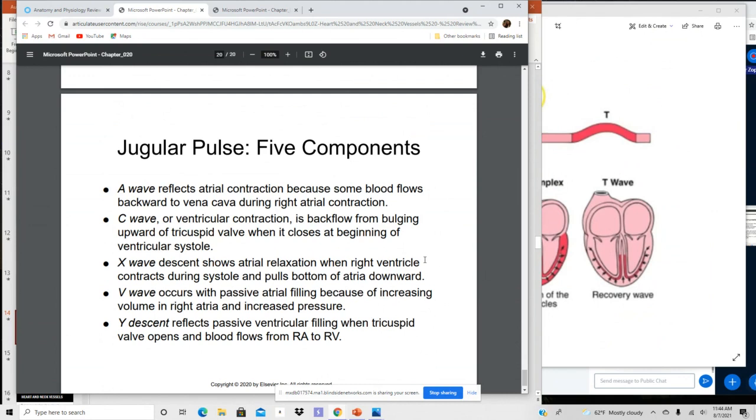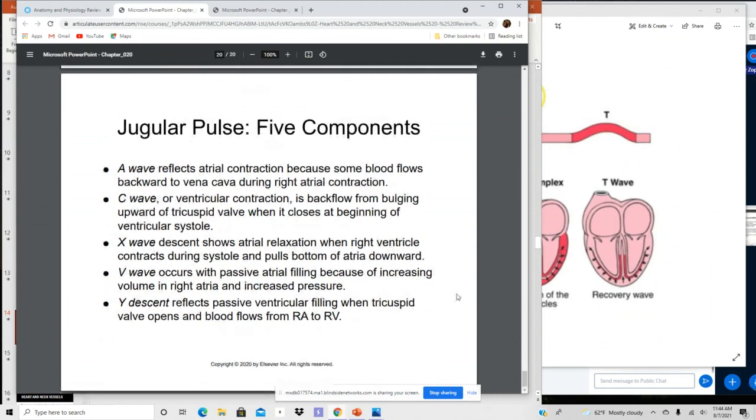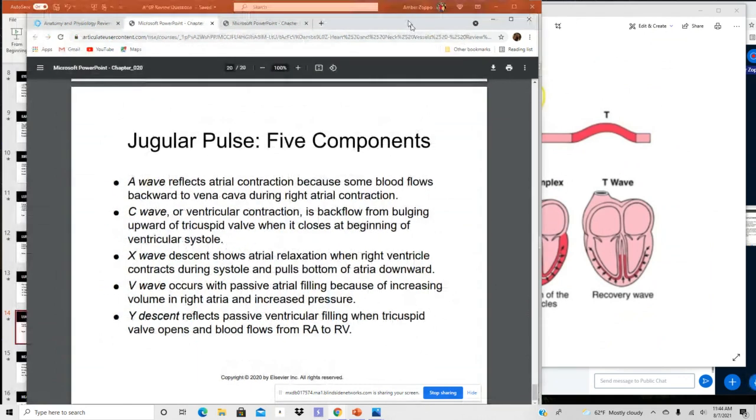The V wave occurs with passive atrial filling because of increasing volume in the right atria and increased pressure. The Y descent reflects passive ventricular filling when the tricuspid valve opens and the blood flows from the right atrium to the right ventricle. Okay, so now we can go over some questions.